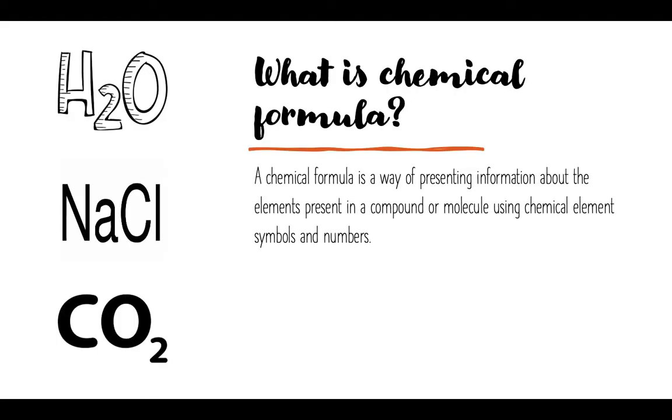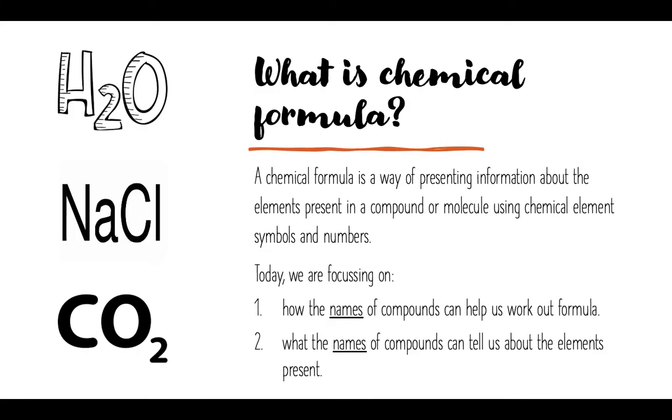So, what exactly is a chemical formula? Well, it's a way of presenting information about the elements present in a compound. It saves you writing out the whole name. So instead of writing out water, you would simply write H2O. Instead of writing salt, you might just say NaCl. Carbon dioxide becomes CO2. And it tells us a couple of things about these compounds.